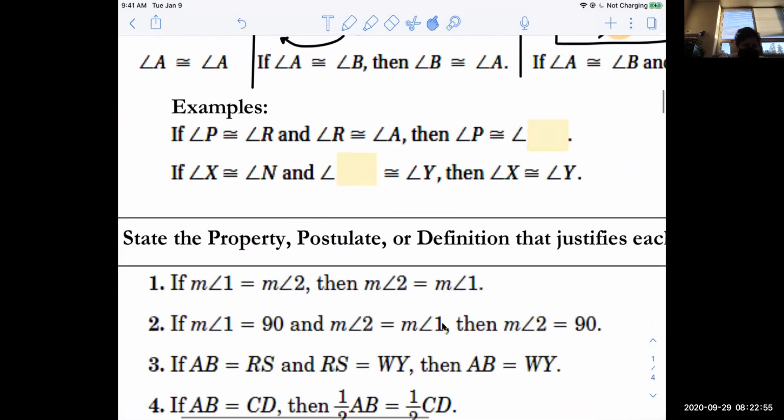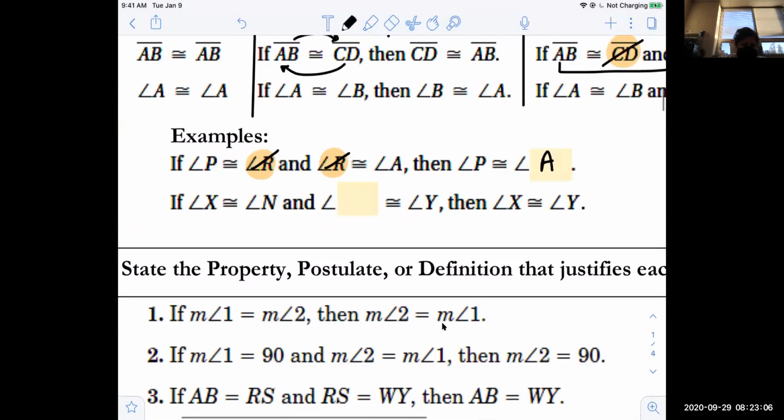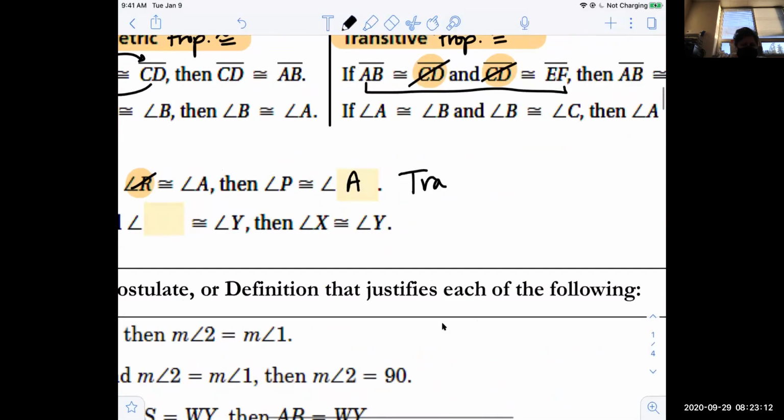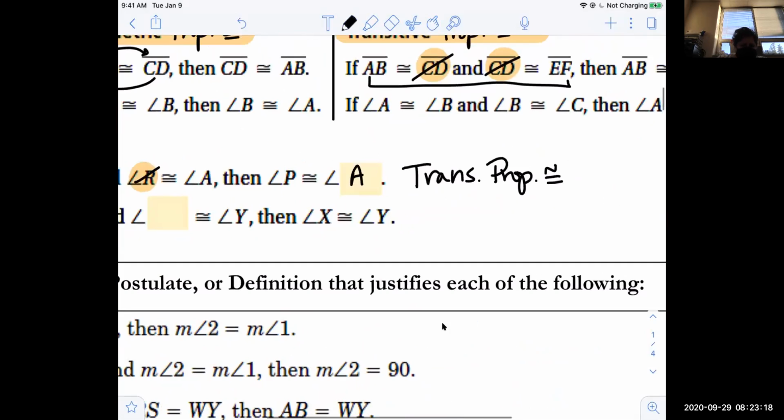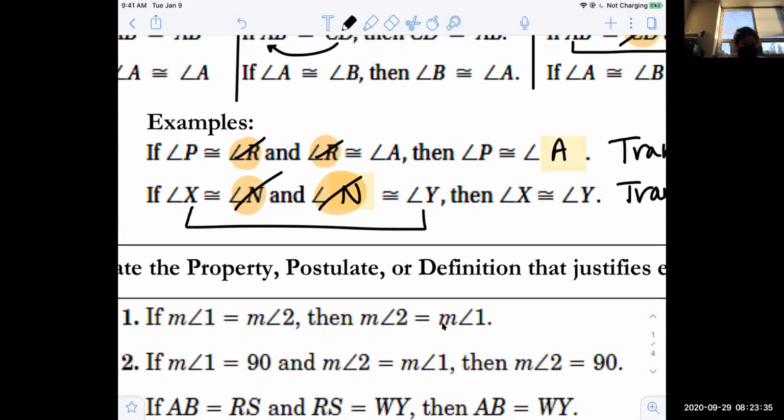All right, so examples of that: if angle P is congruent to angle R and angle R is congruent to angle A, then you could take out angle R and say that angle P is congruent to angle A. Which property is that? It's transitive property of congruence. And this will also be transitive. What would go in the blank there? What goes in the blank? N. Okay, so we want these to match so that they will disappear and we can relate X and Y to each other.